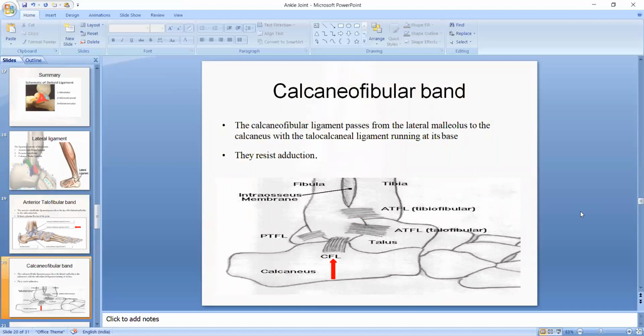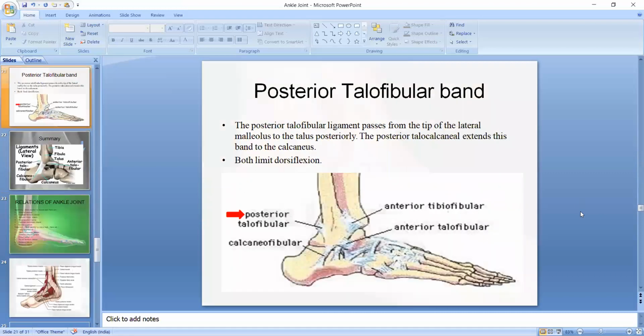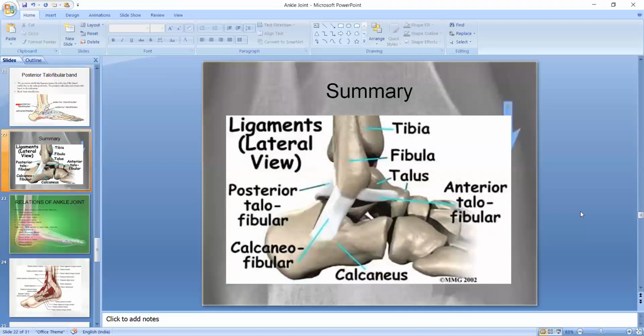Calcaneofibular ligament: it passes from the lateral malleolus to the calcaneus, with the talocalcaneal ligament running at its base. They resist adduction. Posterior talofibular band: the posterior talofibular ligament passes from the tip of the lateral malleolus to the talus posteriorly. The posterior talocalcaneal extends this band to the calcaneus. Both limit dorsiflexion. So in summary, we can see here all the ligaments in the lateral view.